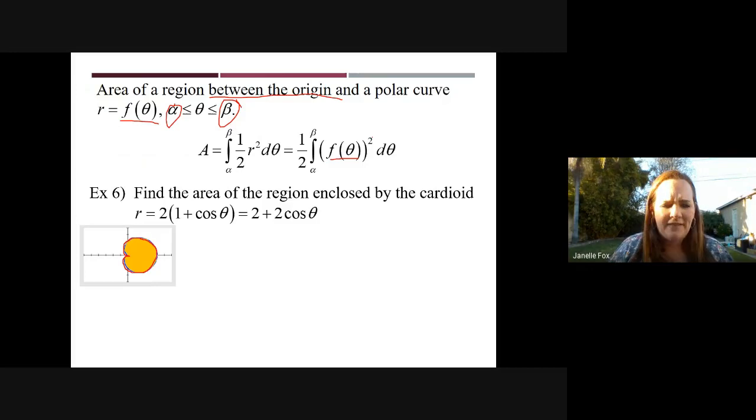So we're going to find that area right there. I'm going to take my limits of integration to go from 0 to 2 pi, and then I slide the 1/2 out in the front, and then this right here is just the function. The function is 2 plus 2 cosine theta quantity squared.